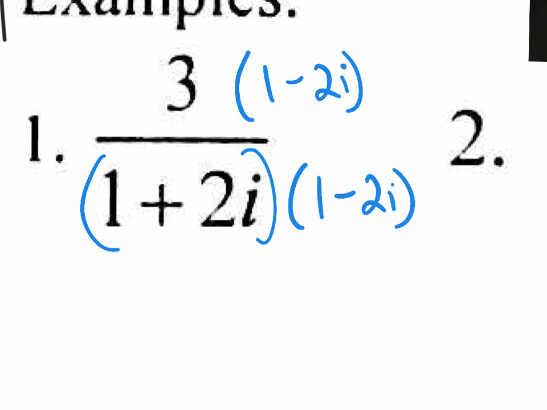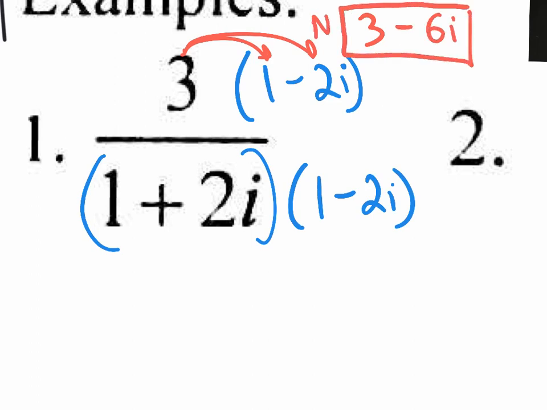Look at the top. 3 times 1. What's 3 times 1? 3. What's 3 times negative 2i? Negative 6i. Okay, ladies and gentlemen, this right here is going to be my numerator. I'm going to put an n because that's going to be the top part of our answer.